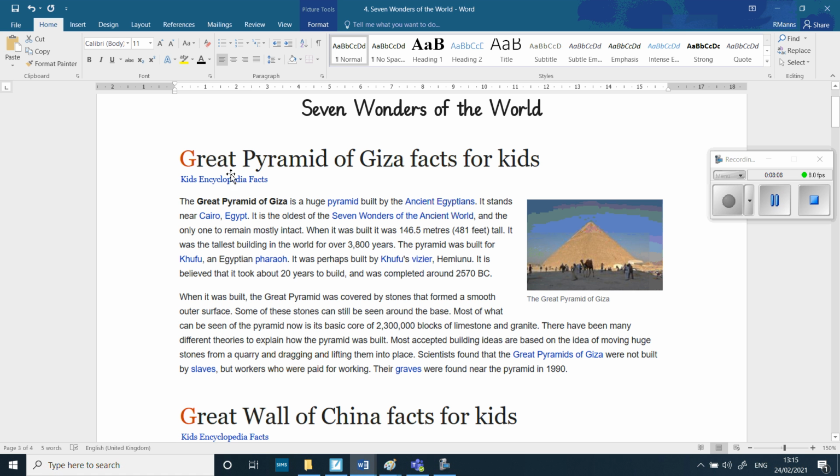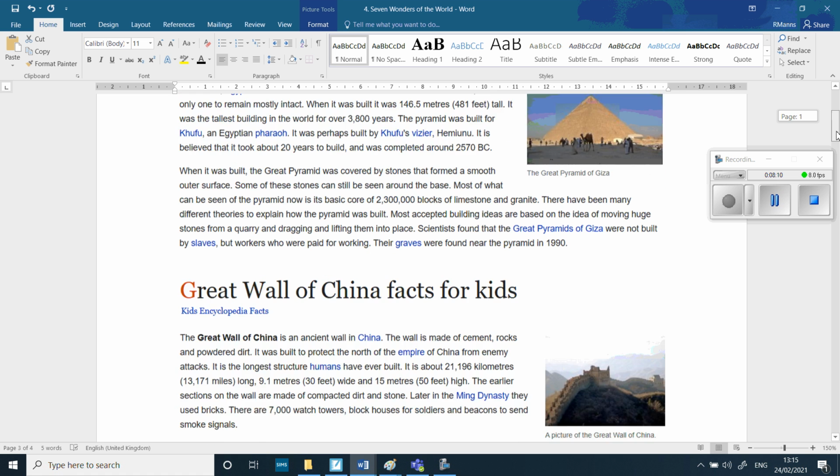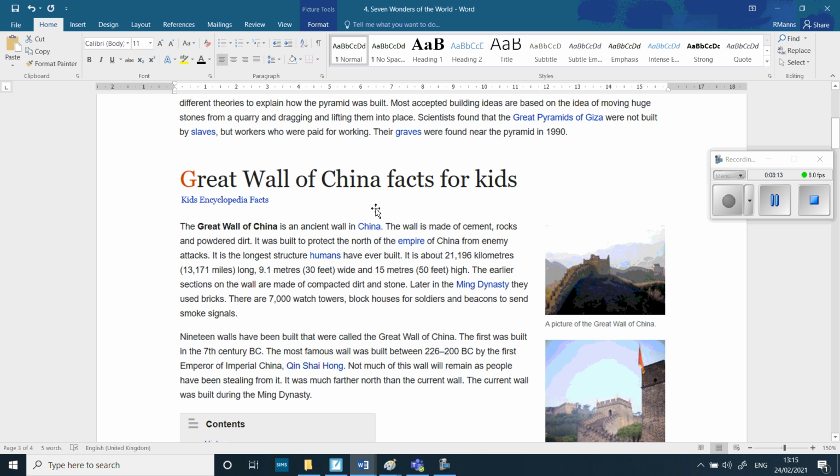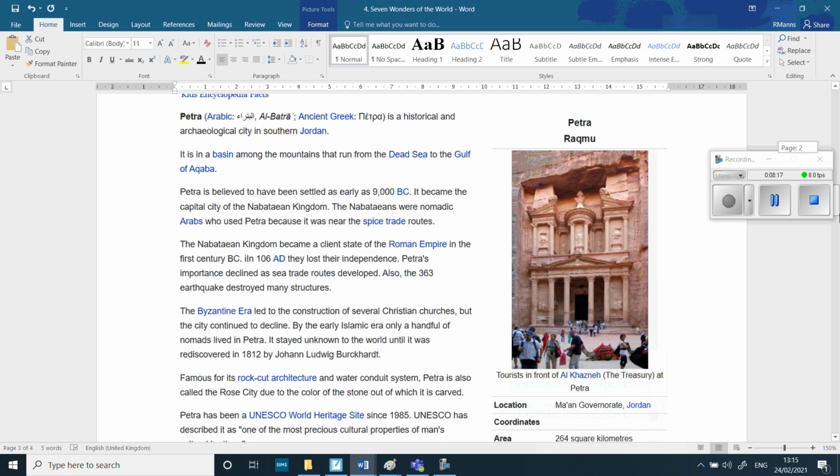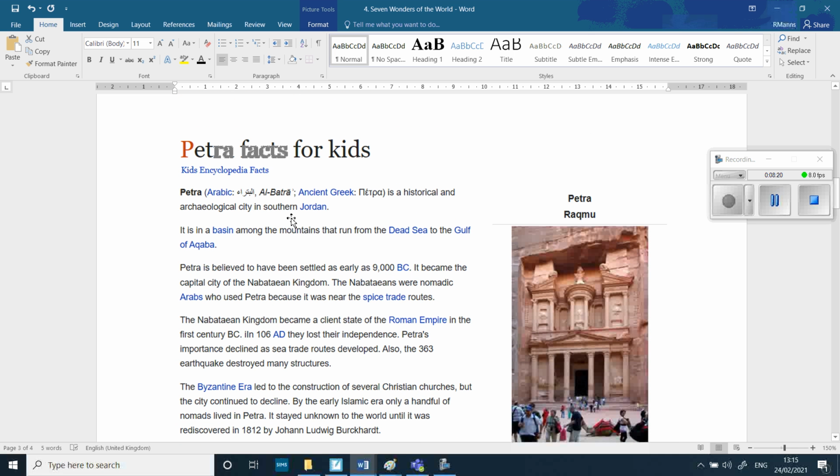Okay, so the 7 wonders of the world are on here. We've got the Great Pyramid of Giza. We've got the Great Wall of China, seen as another wonder of the world, and there's some information about the Great Wall of China there. We have Petra, which is in Jordan.